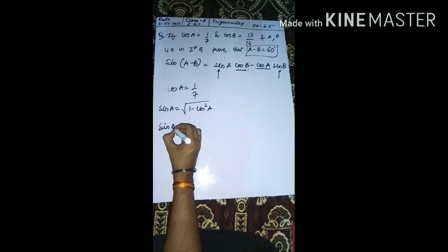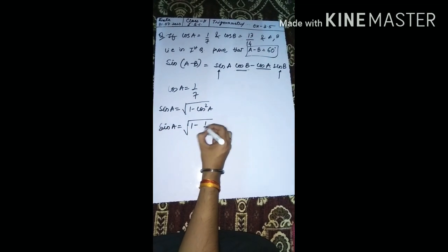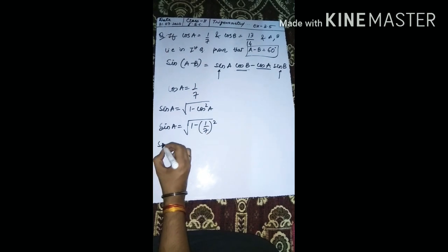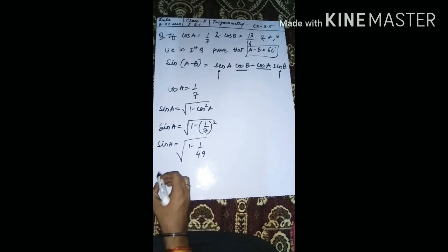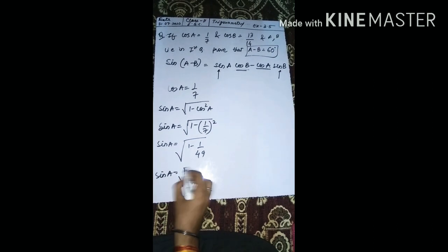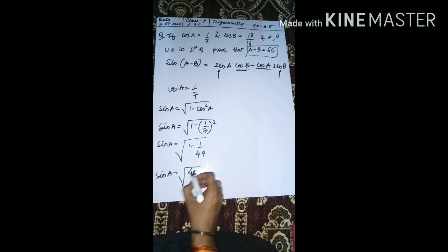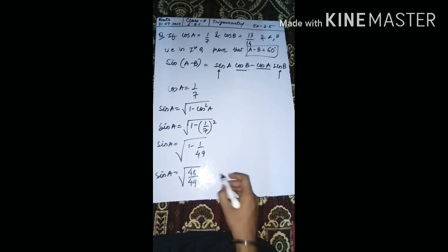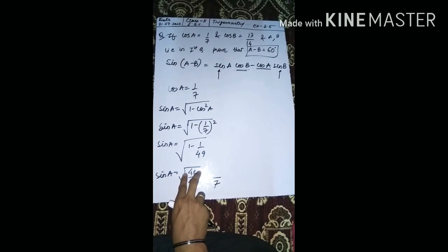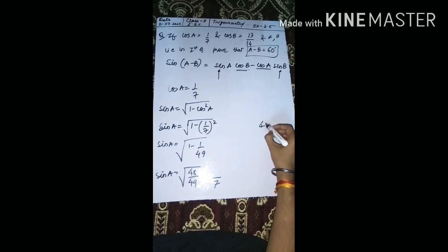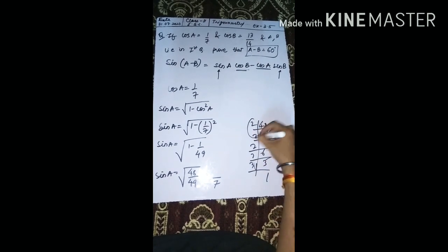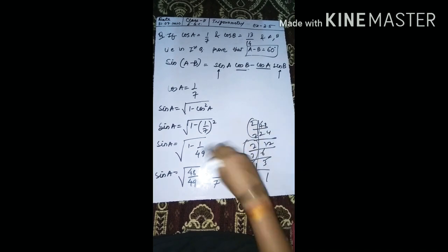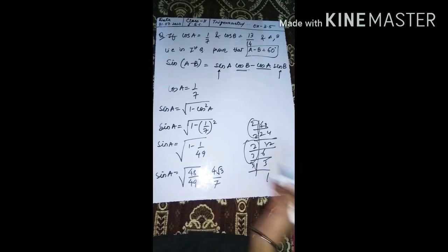So sin a is equal to under root of 1 minus (1 upon 7) the whole square. So sin a is equal to under root of 1 minus 1 upon 49. Sin a is equal to under root of (49 minus 1) upon 49, which gives 48 upon 49. Okay, so in the denominator we will get 7, and in the numerator under root 48. For 48, take the LCM: 24, 12, 6, 3, 1 with factors 2, 2, 2, 2, 3. So pairs should come out: 2 pairs of 2, so 4 root 3 will be the answer.